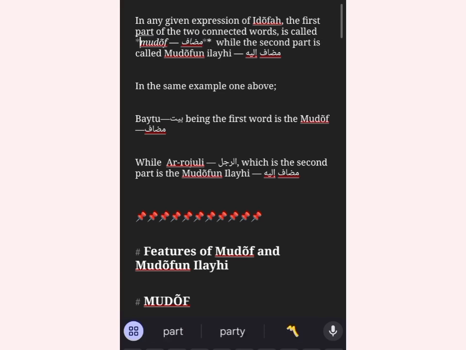Okay, so the first part that is added to another word is called mudaf, while the second part is called mudaf ilayh.